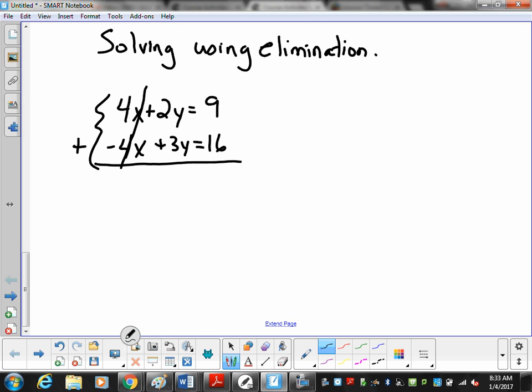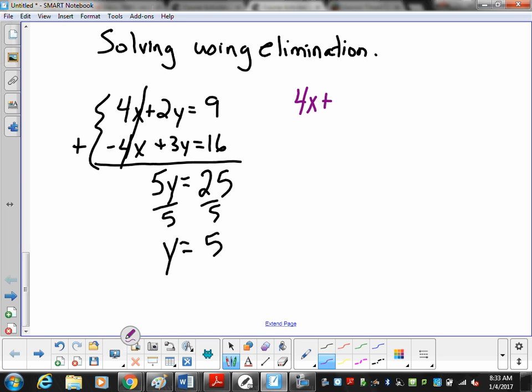That eliminates the 4x. 2y plus 3y is 5y. 9 plus 16 is 25. And then I can solve for y by just dividing both sides by 5. So I found what y was equal to. Similar to substitution, once you find one of the variables, you got to substitute it back in to get the other one.